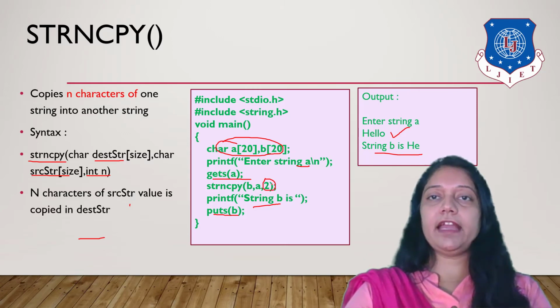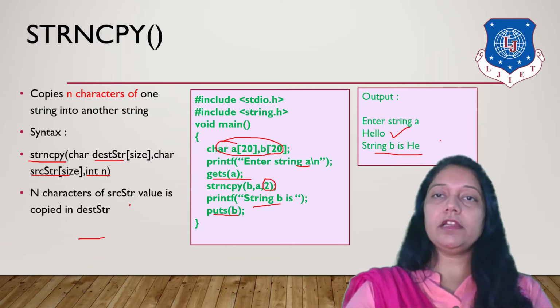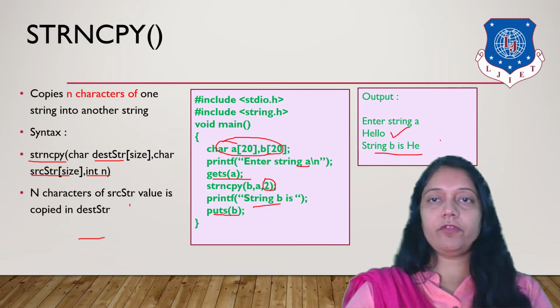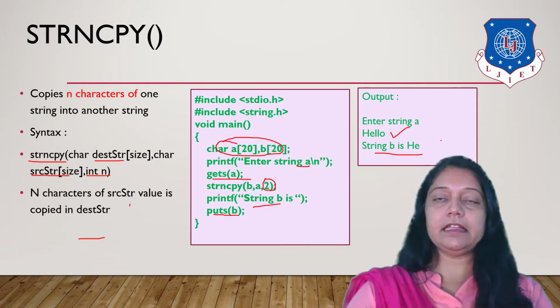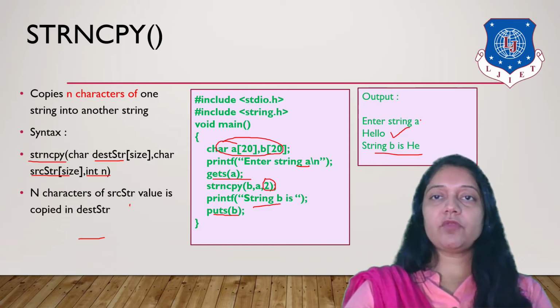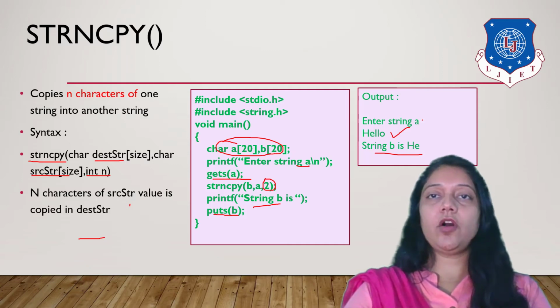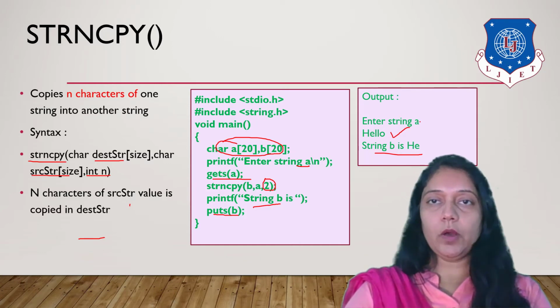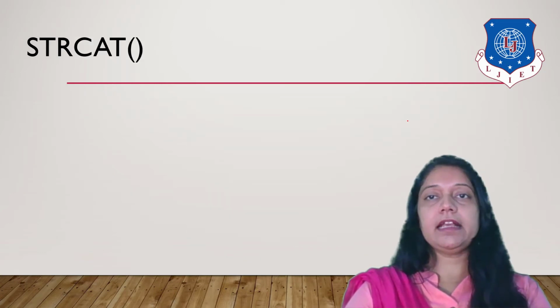If I change the value of n from 2 to 3, then three characters of A would be copied, so I'll get the answer as HEL. If I want to copy all the characters, then I'll write 5 as the value of n, and so on. So you can see that strcpy and strncpy have a minor difference. strcpy copies all the characters from one string to another, and strncpy copies only some definite characters from one string to another.